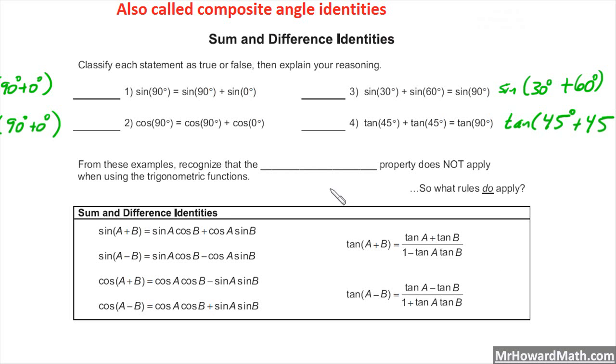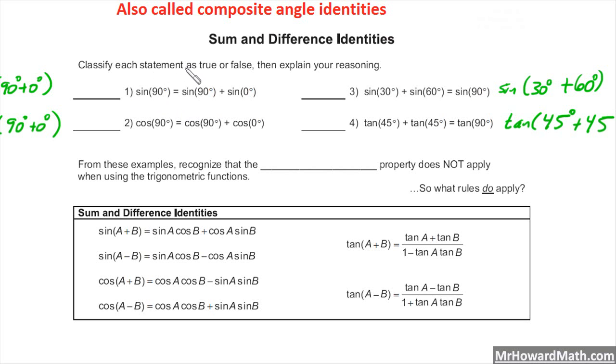In this video, we'll be looking at the sum and difference identities. We'll probably split this into several videos to cover this topic. Sum and difference identities are also called the composite angle identities. First of all, we're going to discuss why we need them, and you have to be careful with the way that you apply these.